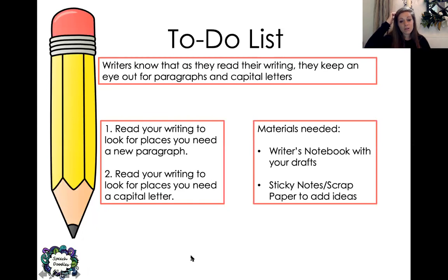You're going to remember that writers know that as they read, they keep an eye out for paragraphs and capital letters. So first read your writing to look for places you need a new paragraph. Then read your writing to look for places you need a capital letter. Or you could do it the other way around. It's your choice. Remember, you have to read through your writing two times today because you're only looking for one thing each time you do it. That's going to help you to be very successful.